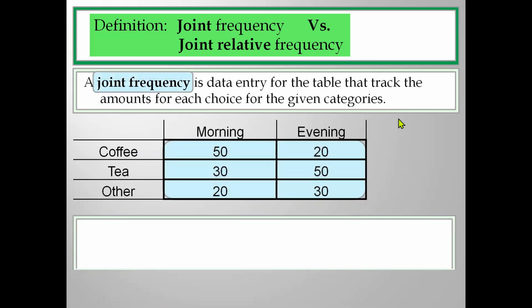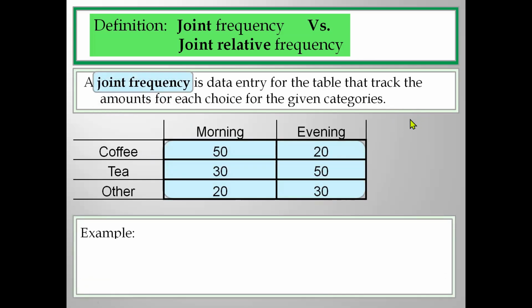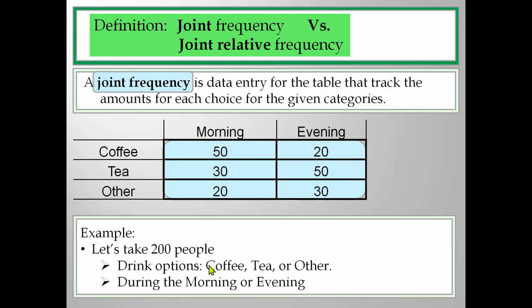Note that the joint frequency is the table we constructed at the very beginning with our arbitrary example with the 200 individuals, in this case the people. Our two categories, drinks and time: drinks have the options of coffee, tea, or other, and the time has the options of morning or evening. So the table we've been using and the values we filled in is actually the joint frequency.